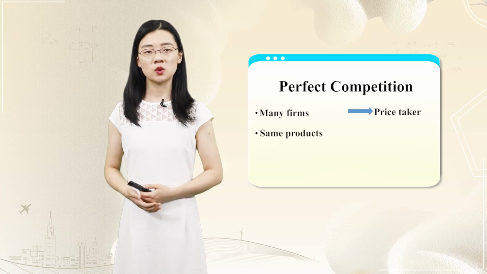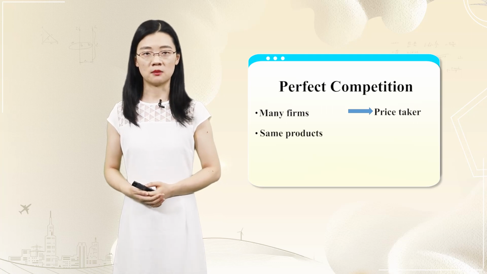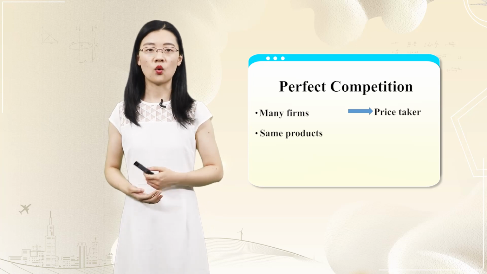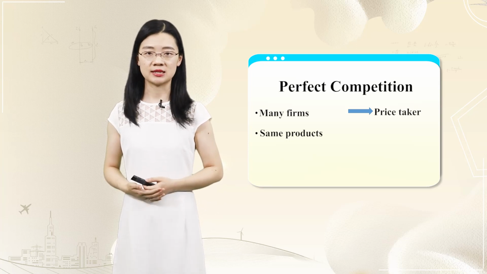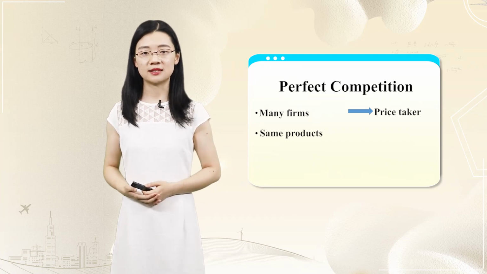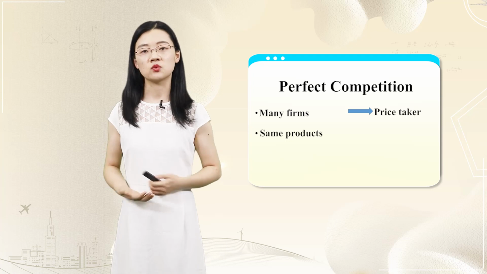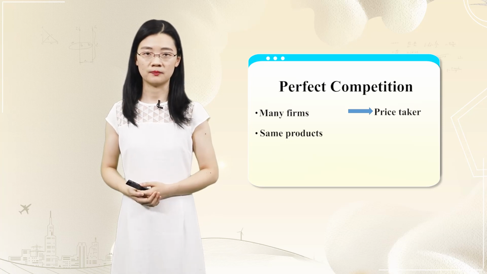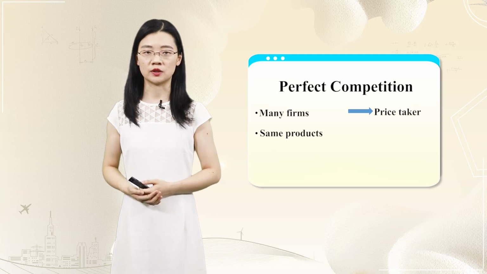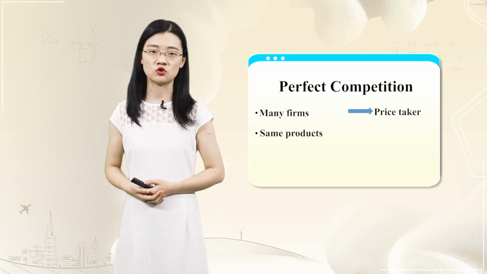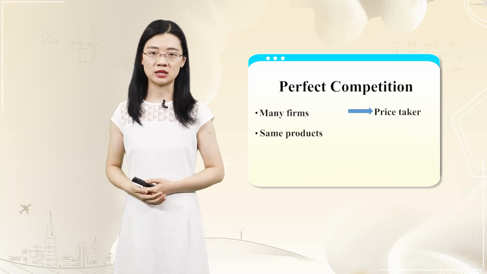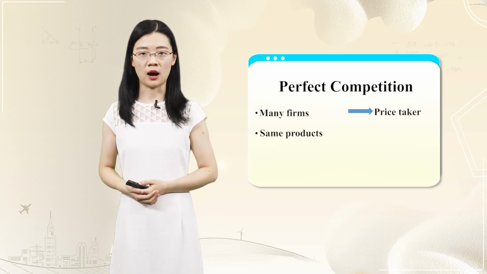Second, the products of all producers in the market are the same. There are no differences in quality, style, taste, packing, etc. Consumers get the same product no matter which producer they buy from. Therefore, consumers will only compare the prices of goods when making the purchase decision, which means that every producer in a perfect competitive market has no pricing power.